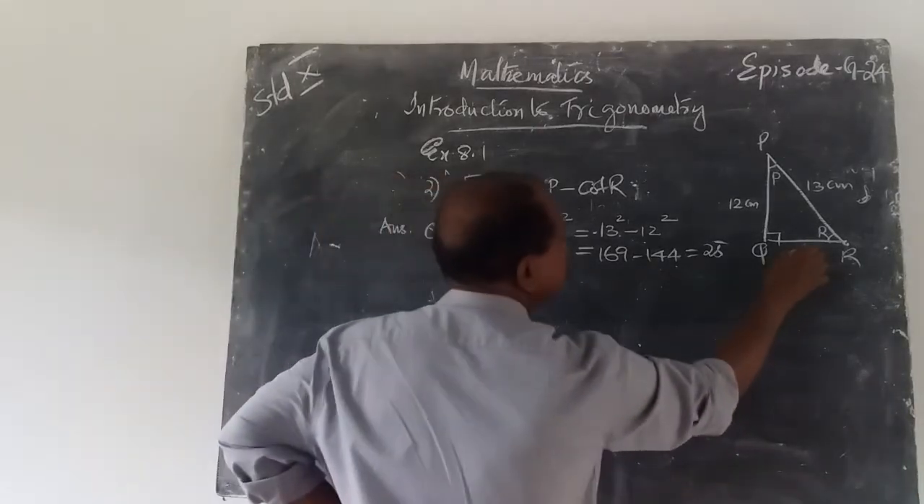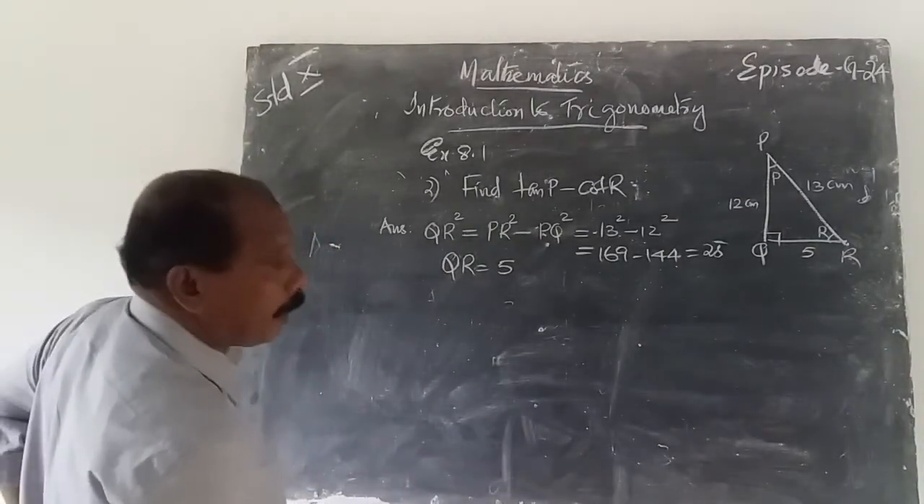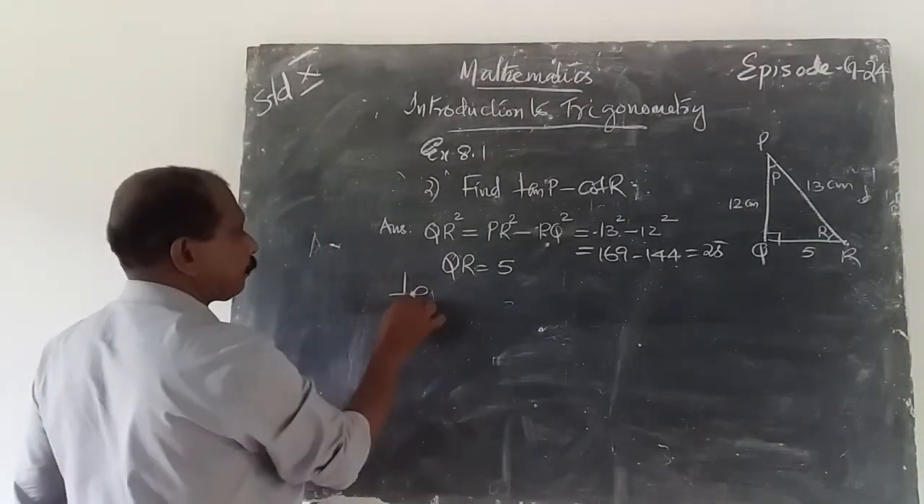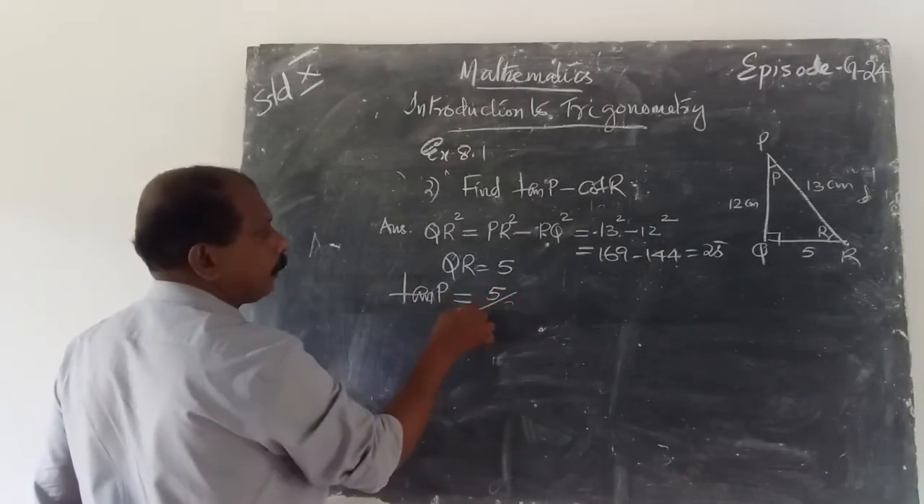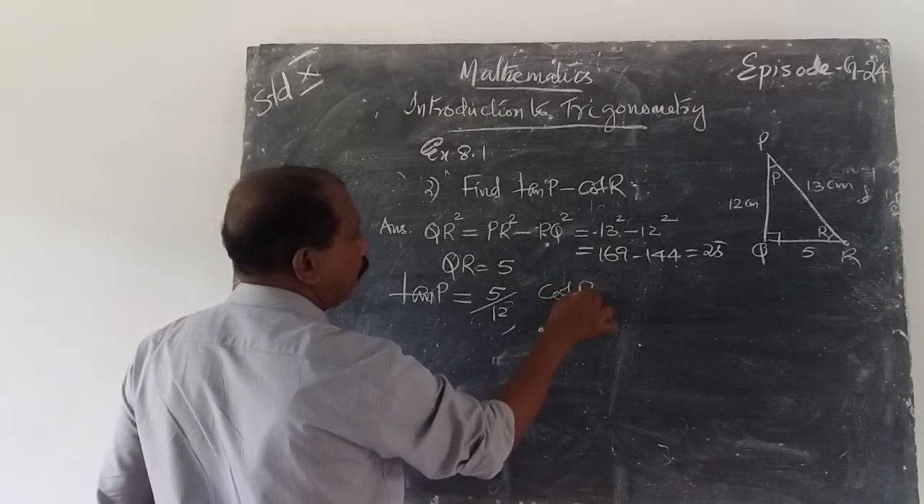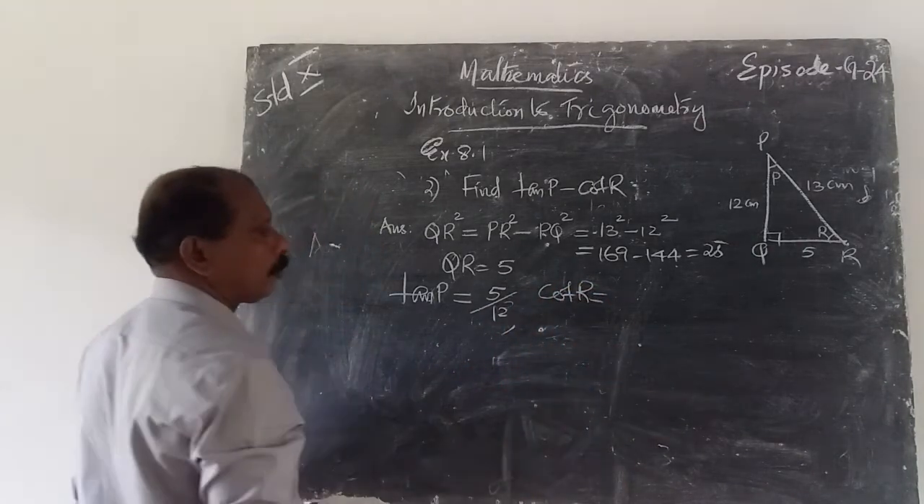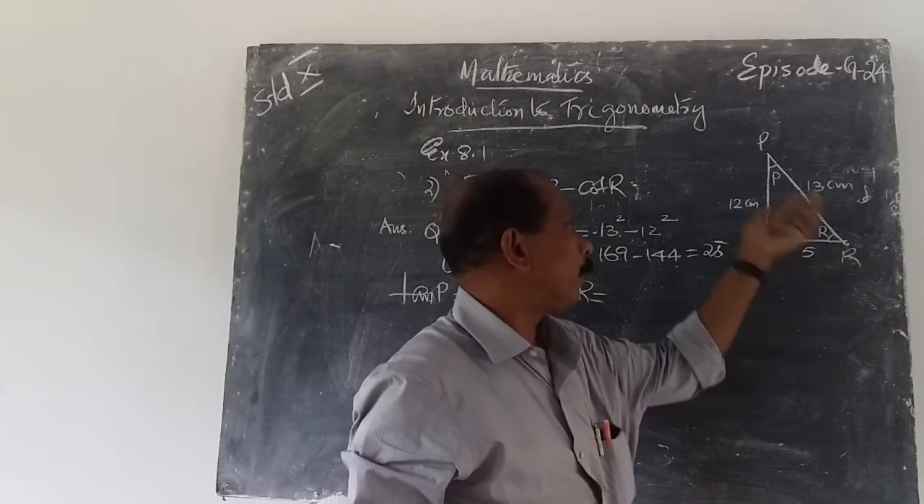Therefore, it is 5. Then tan P is opposite side by adjacent side, 12 by 5. Cot R is adjacent side by opposite side.